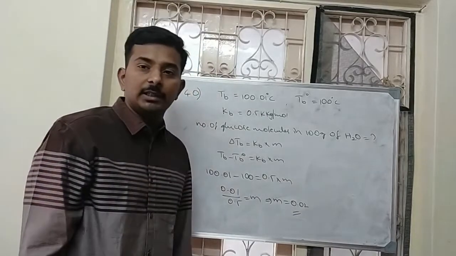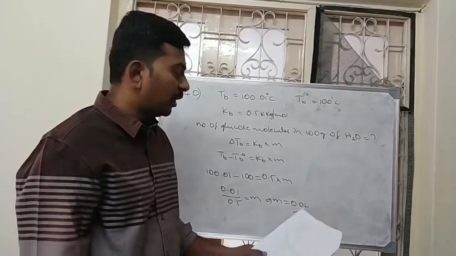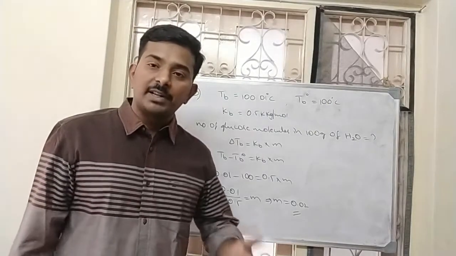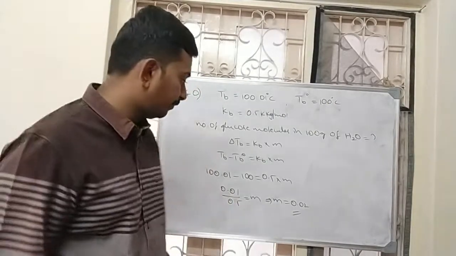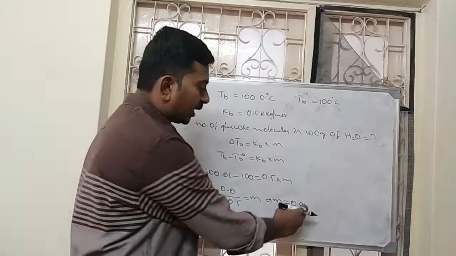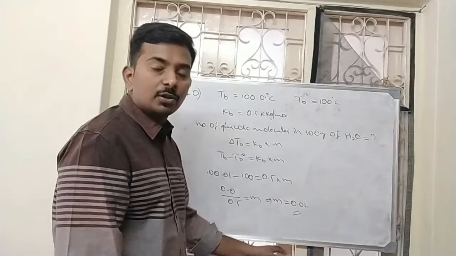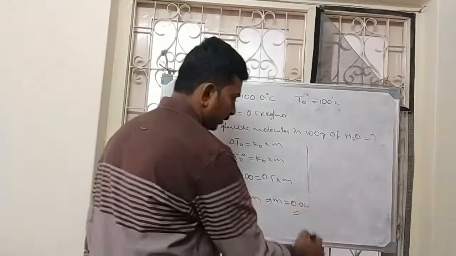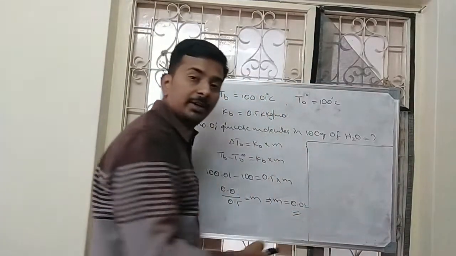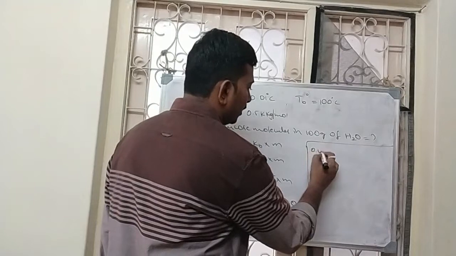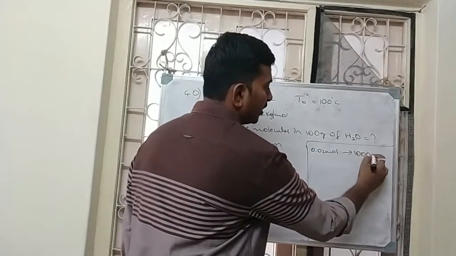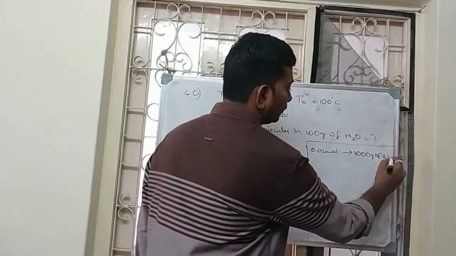So this is molality. What does molality mean? Molality is the number of moles of solute present in 1 kg of solvent. That means there are 0.02 moles of glucose in 1000 grams of water. So a 0.02 molal solution means there are 0.02 moles present in 1000 grams of water.